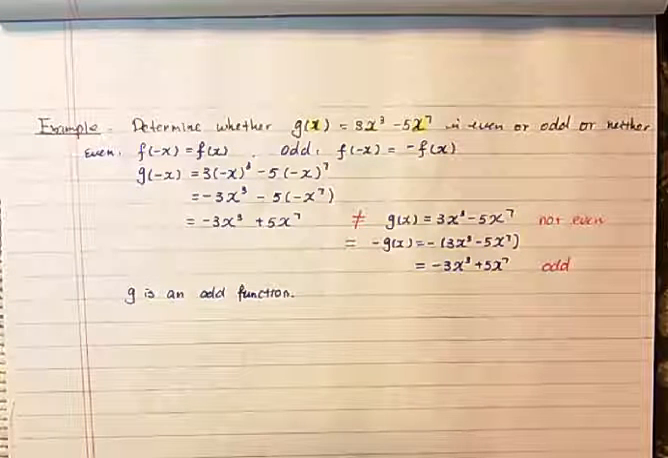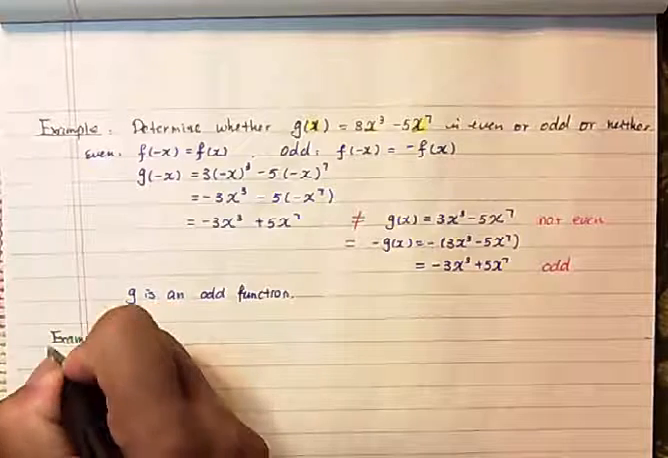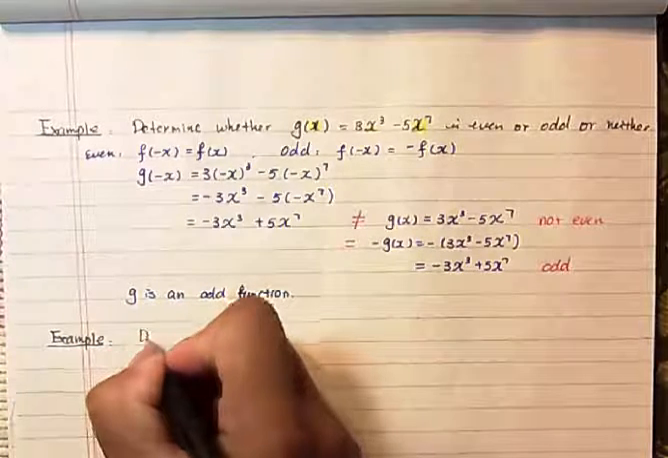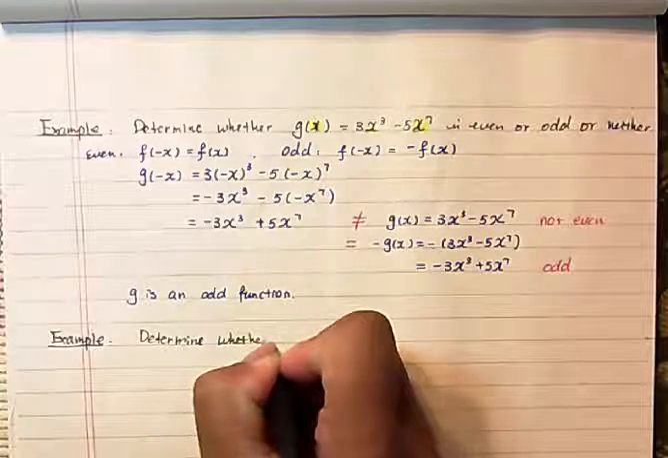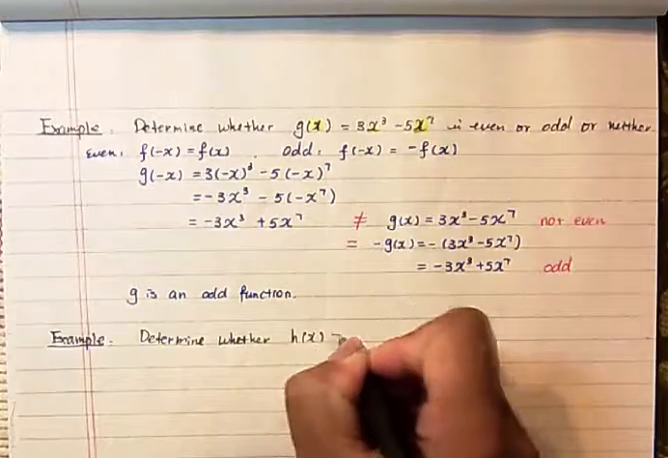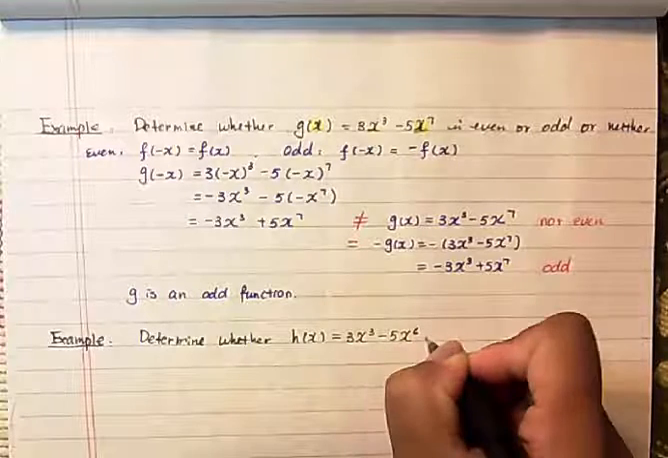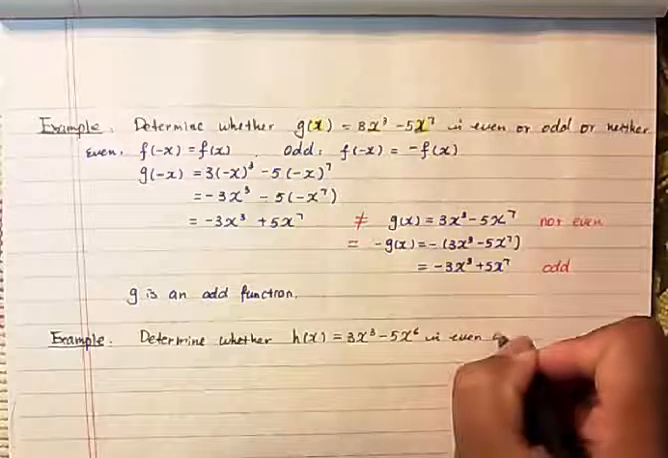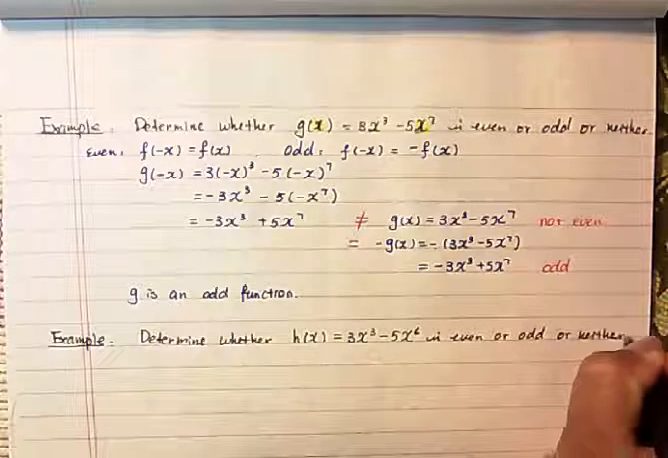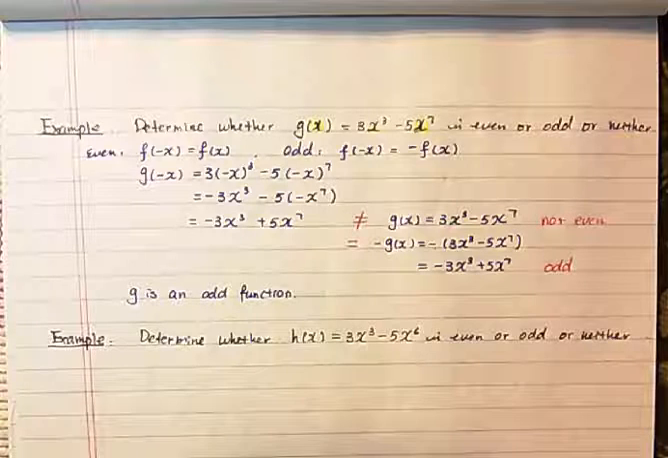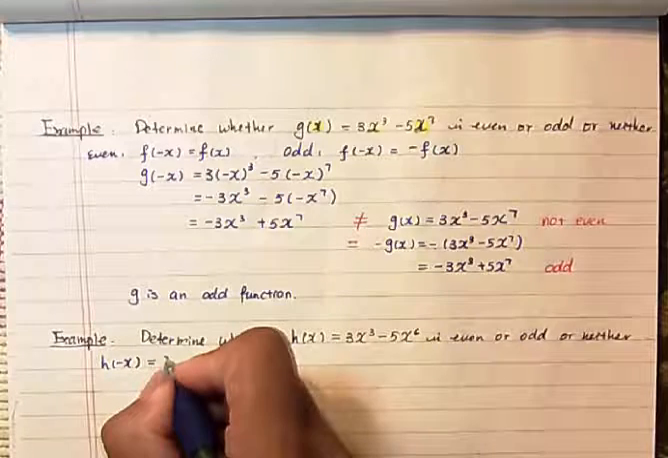Let's take a look at another example. I'm just going to change one of the exponents. We are going to determine whether h of x equals 3x cubed minus 5x^6 is even, odd, or neither. So similar idea, we need to check h of negative x. Replace the input by negative x.